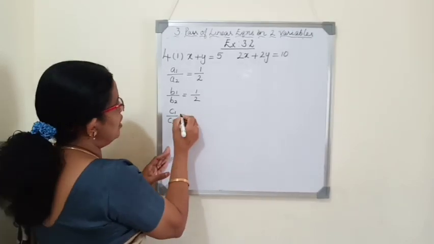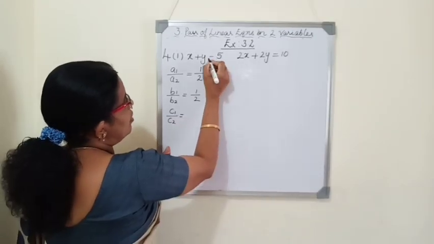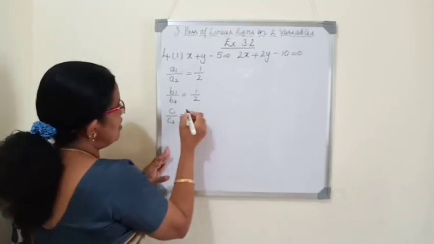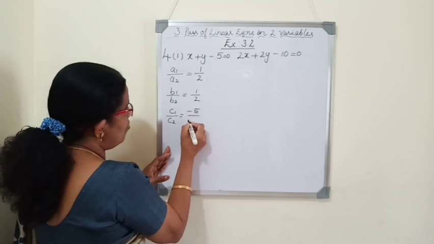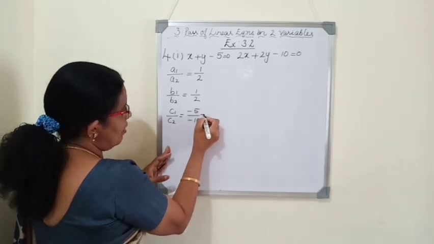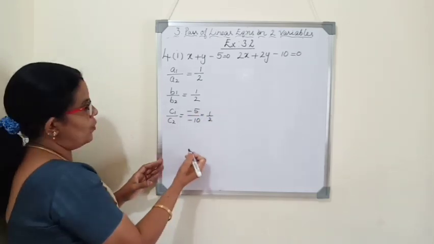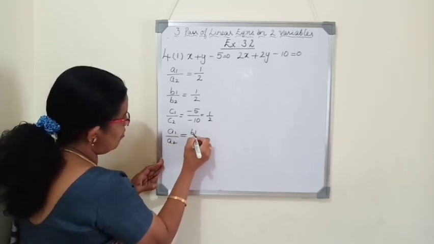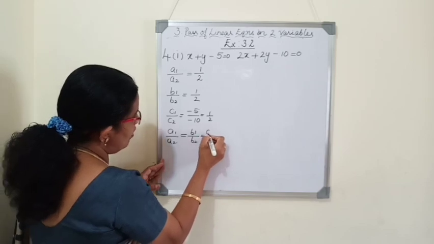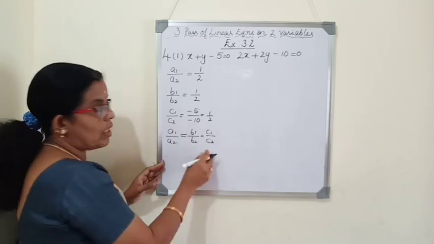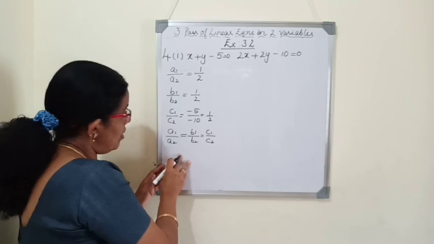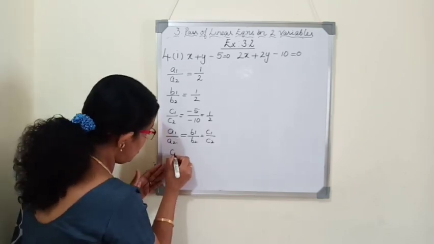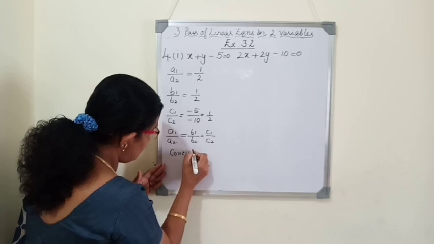So c1 by c2, before writing, we'll take the number to the left side and put equal to 0. So it is minus 5 by minus 10. Minus sign will cancel. Again it is 1 by 2. So a1 by a2 is equal to b1 by b2 is equal to c1 by c2. So if all the three ratios are equal, the lines will be coincident, many solutions, consistent. So here it is consistent.